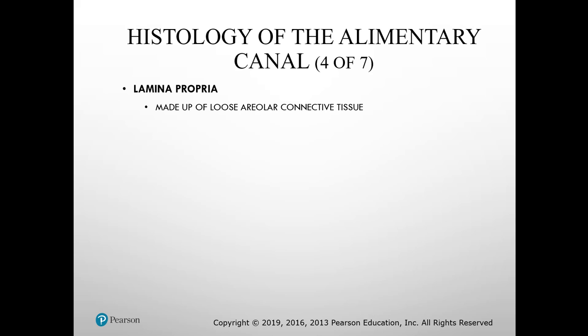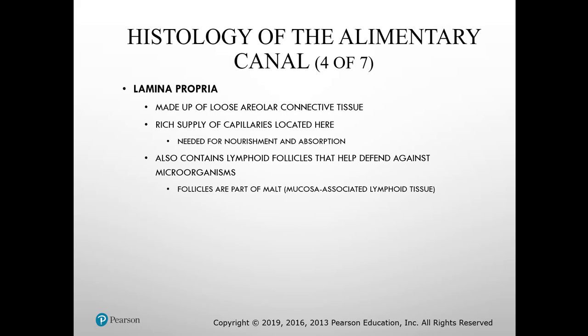So, the lamina propria is made up of connective tissue. It's mainly loose connective tissue, areolar connective tissue. It has a very rich supply of capillaries, needed really for nourishment and absorption. The lamina propria also contains lots of lymphoid follicles that help the area defend against microorganisms. And pretty much they are small follicles that are part of mucosa associated lymphoid tissues.